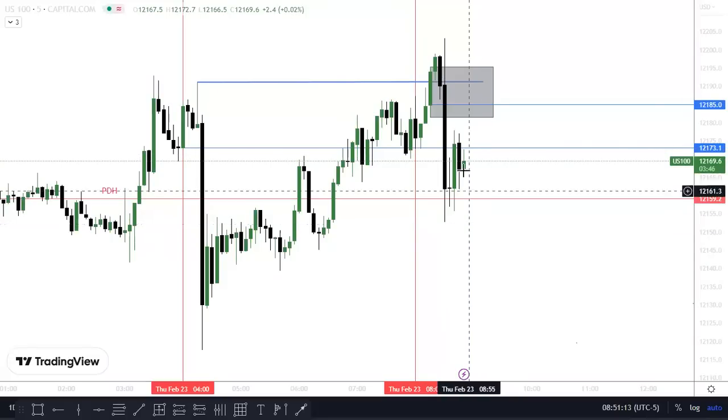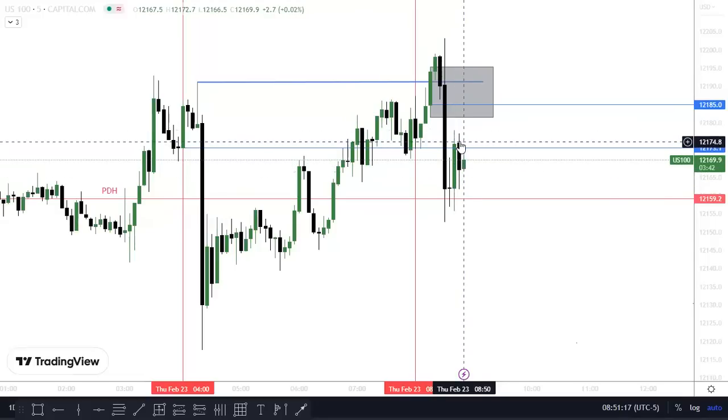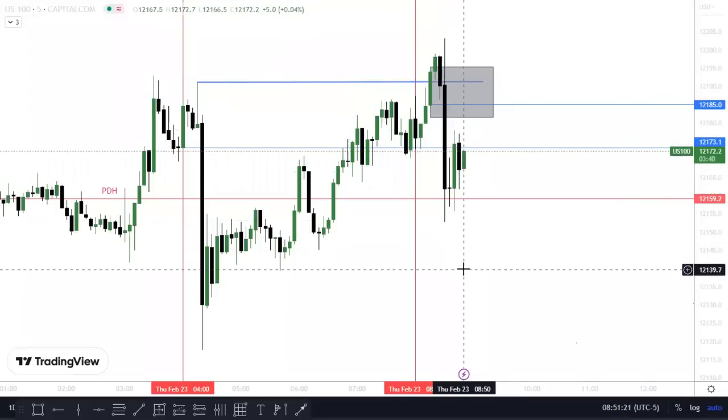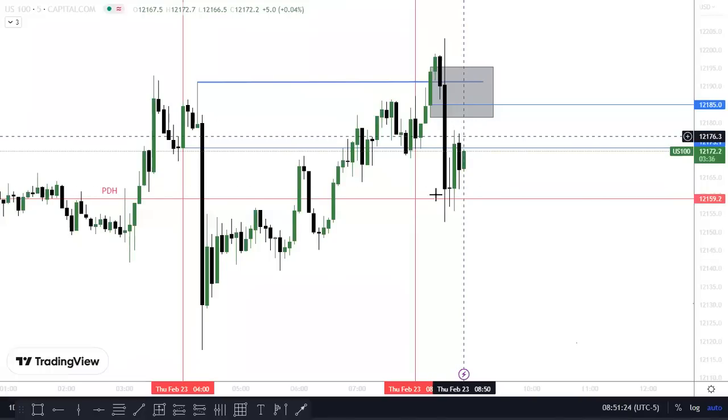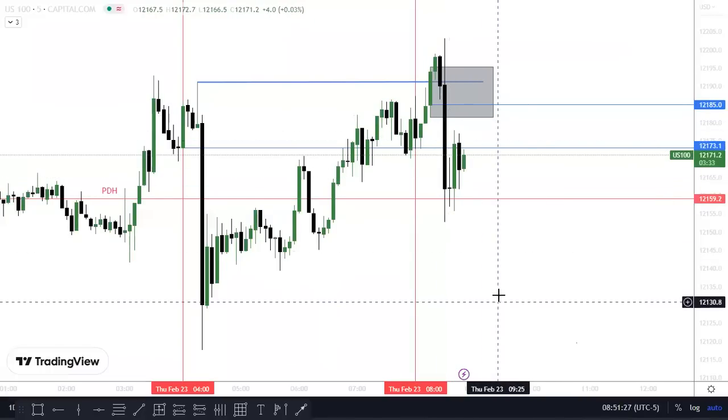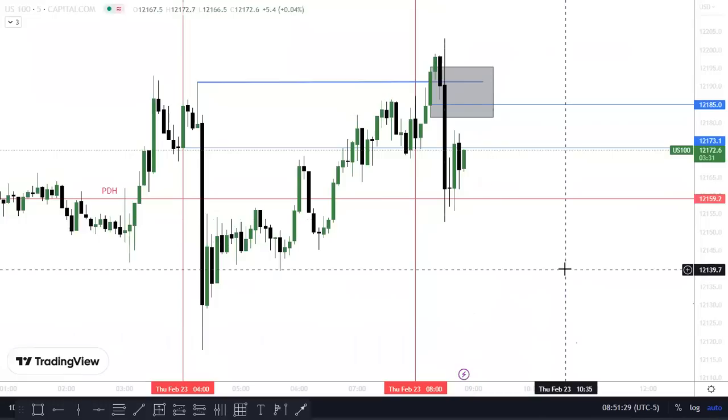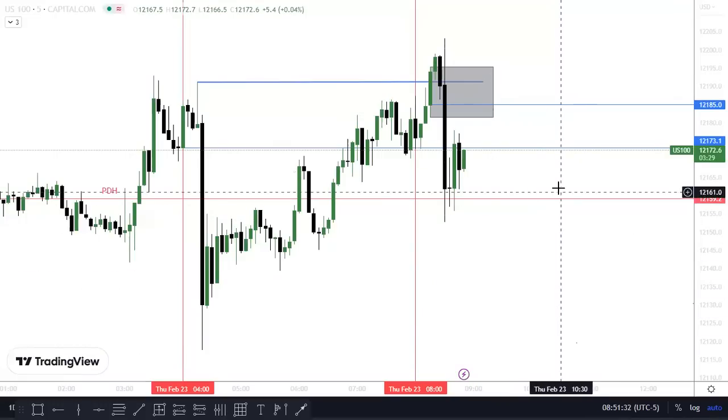Let's talk about this setup right here. What if we don't retrace higher? How do you learn from this? Let's say we missed the trade and it plays out. How do you learn from this? Note what you see.